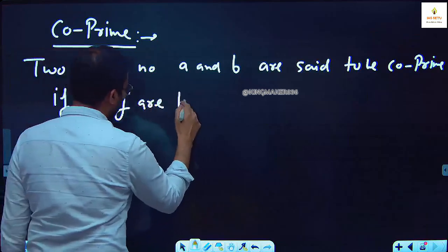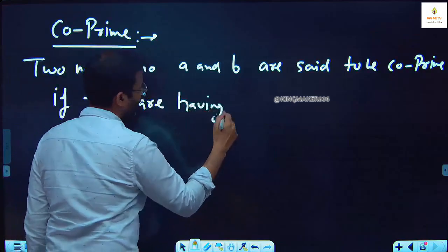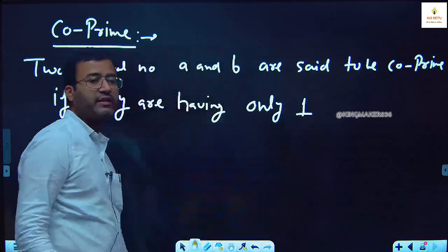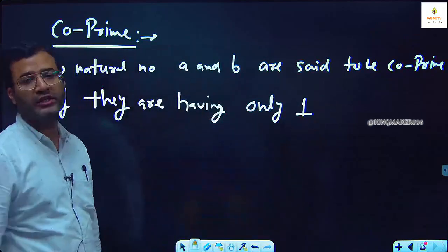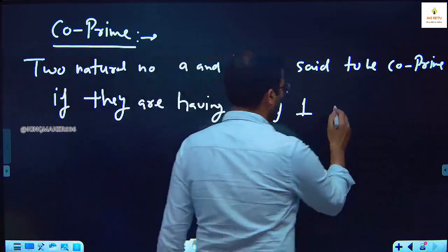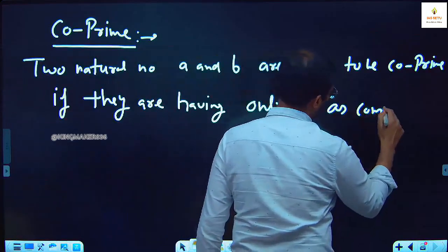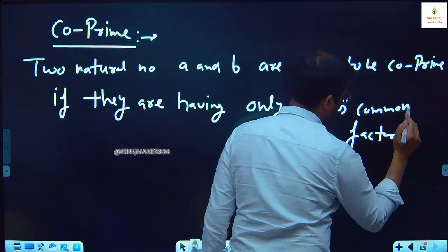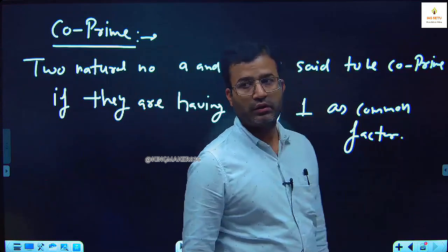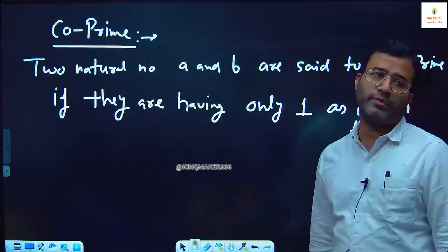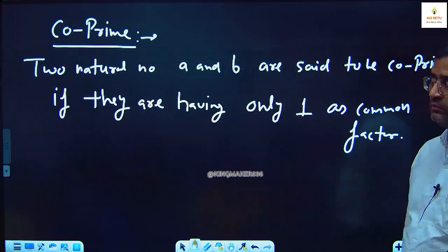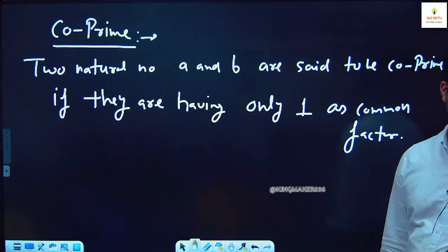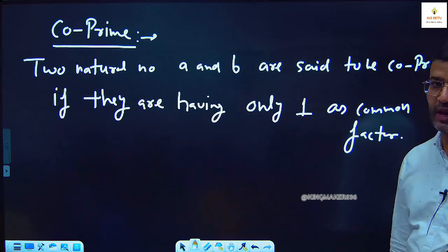they are having only one. जो आप वन कह रहे थे ना उसमें बस एक वर्ड ऐड कर दो, ओनली वन एज कॉमन फैक्टर. ओनली वन एज कॉमन फैक्टर. अगर वन से ज्यादा कॉमन फैक्टर मिलेंगे वो को-प्राइम नहीं होंगे. ओनली वन एज ए कॉमन फैक्टर को-प्राइम, अदरवाइज नॉट.